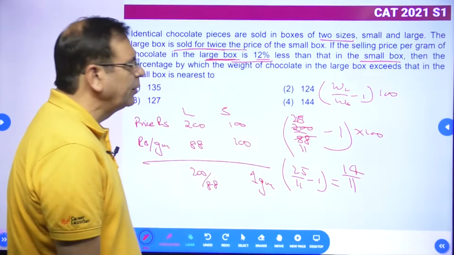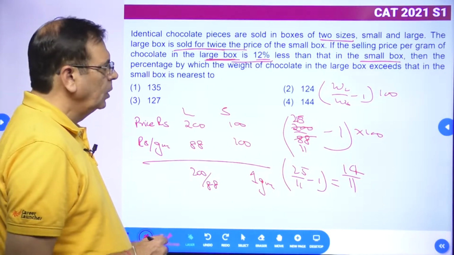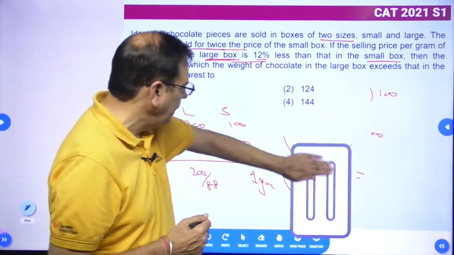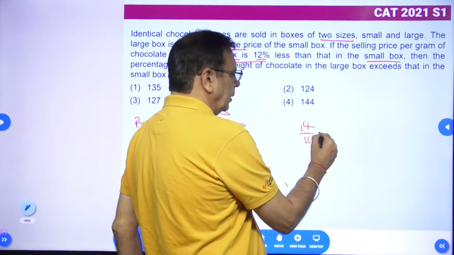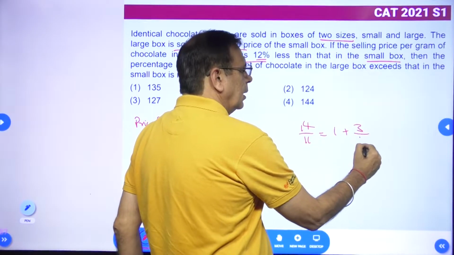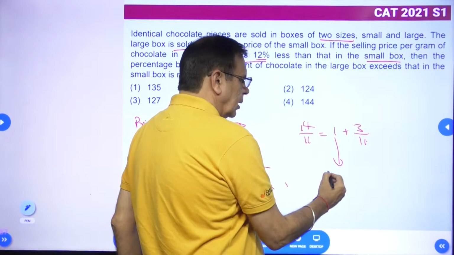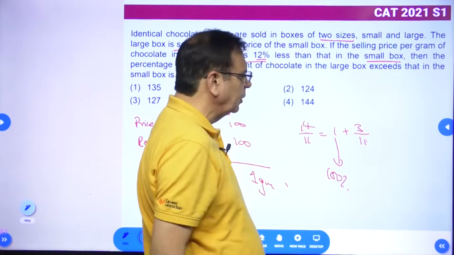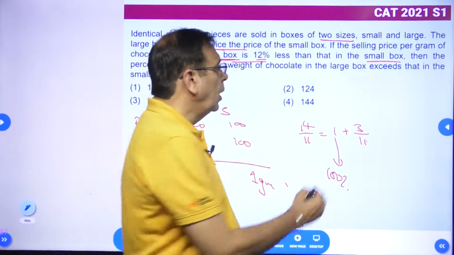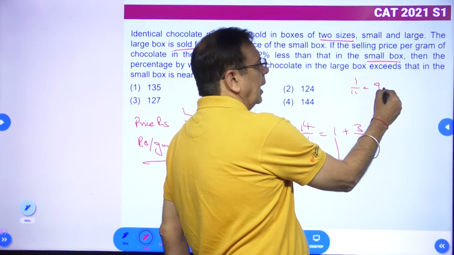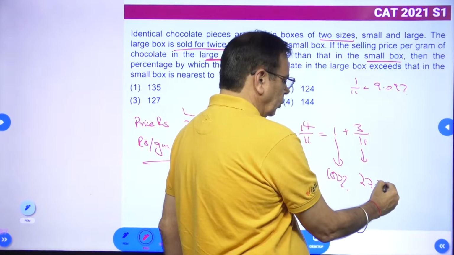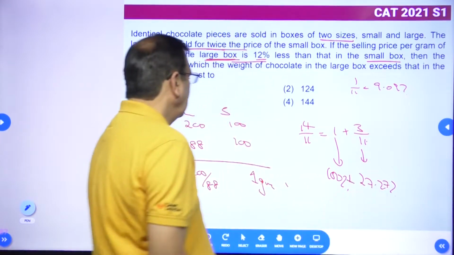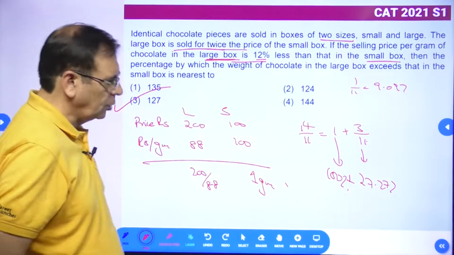So 14 by 11 should be the answer in percentage terms. What is 14 by 11? Very quickly, 1 plus 3 by 11. What is 1? In percentage terms, it is 100%. 1 by 11 is 9.09%, so 3 by 11 should be 27.27%. So what should my answer be? 127% among the choices.